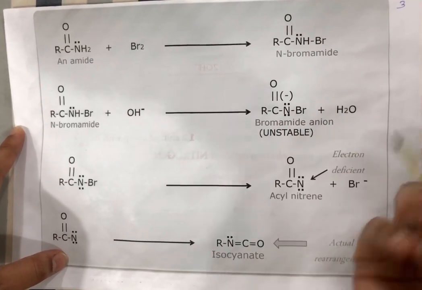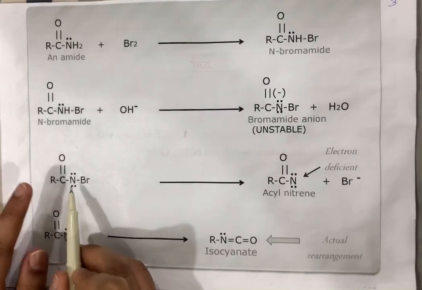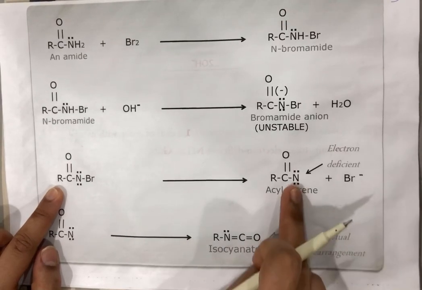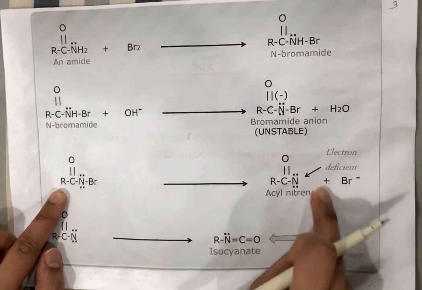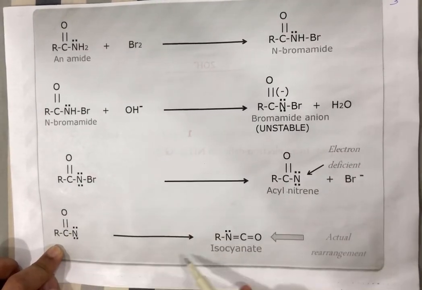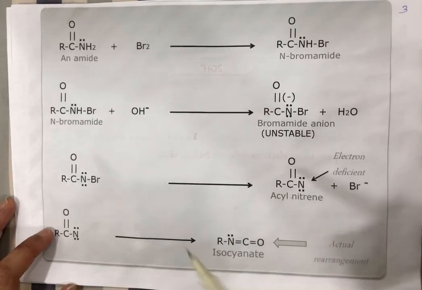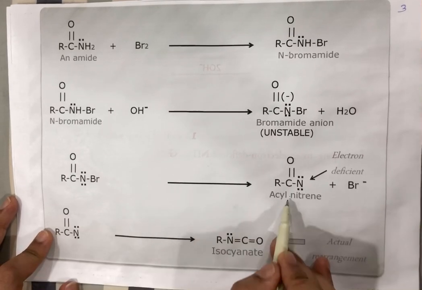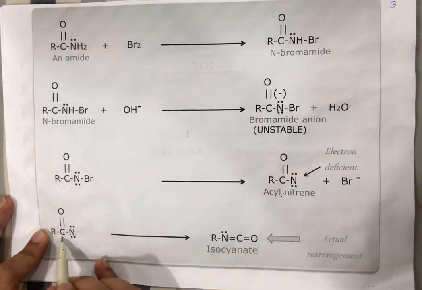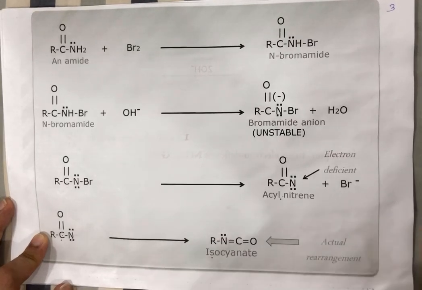It is very unstable. When this unstable ion wants to stabilize, this bromamide anion will convert into acyl nitrene with loss of bromine atom. This acyl nitrene converts, and that is where the actual rearrangement process happens. So this acyl nitrene is converted into isocyanate. The C double bond O rearranged and this isocyanate will be formed.